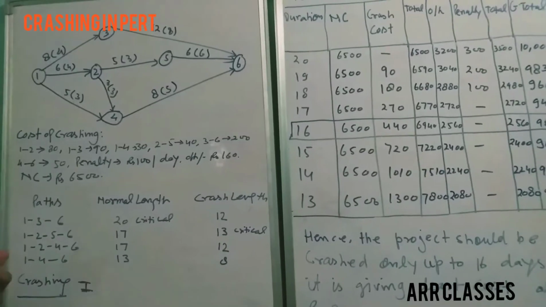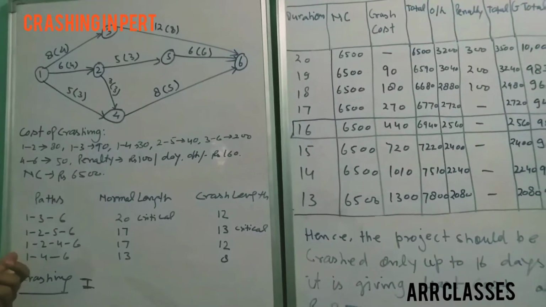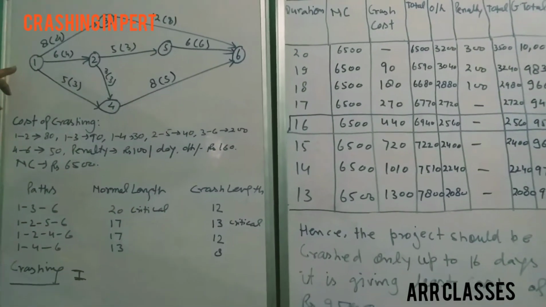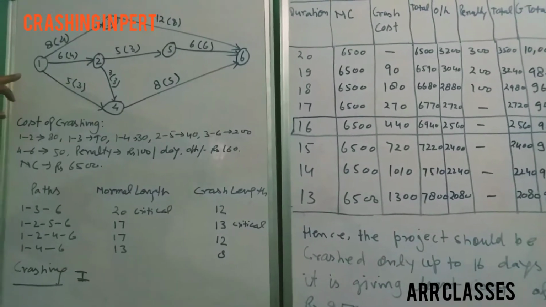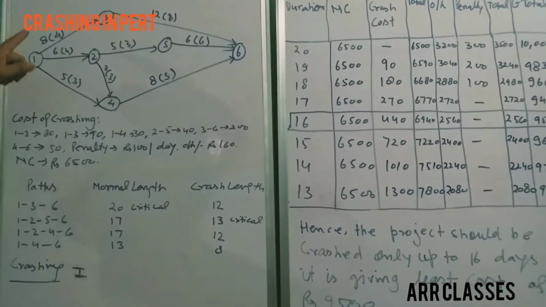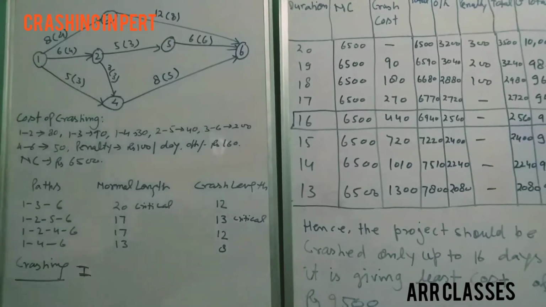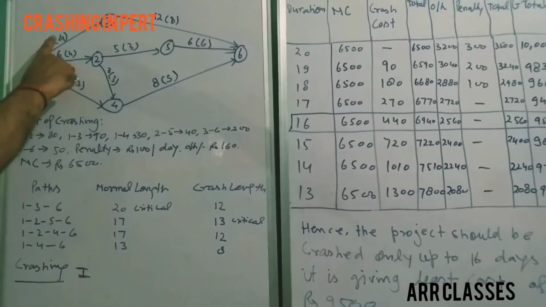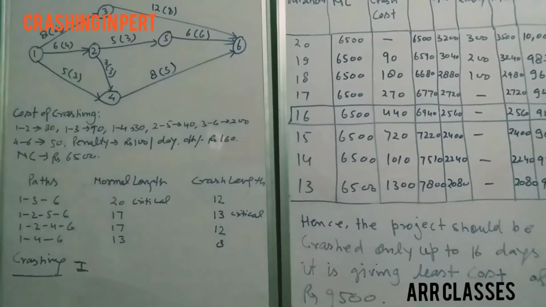Learn crashing in CPM and PERT. For this purpose, I have taken a live example wherein a project there are 8 activities involved. For each activity, normal time and crash time is given.